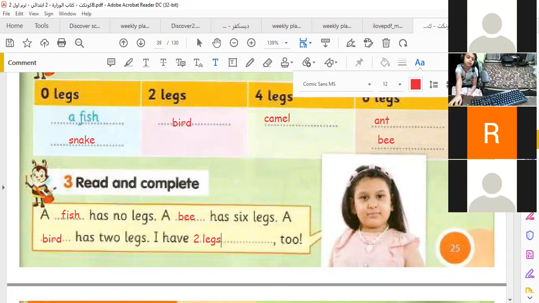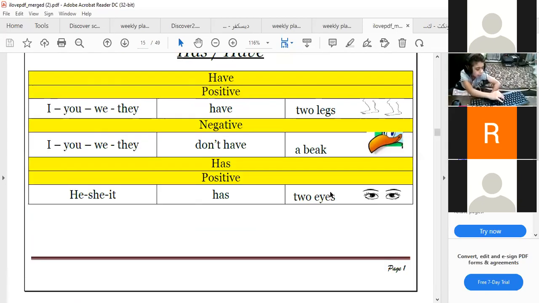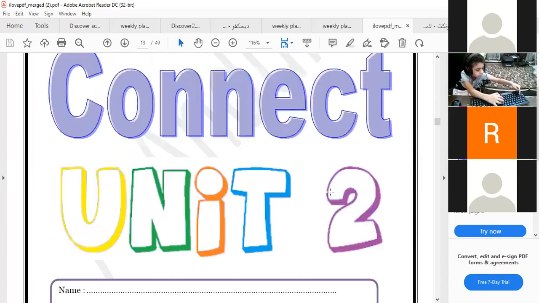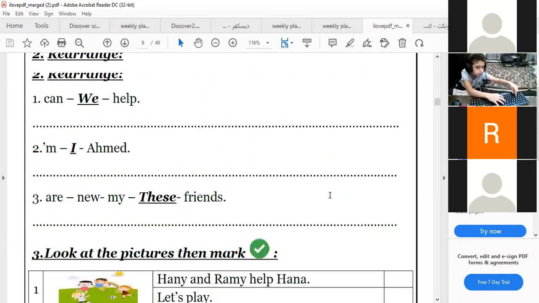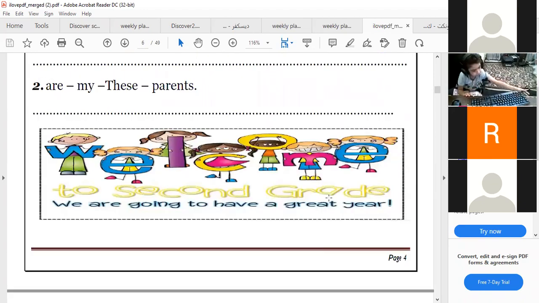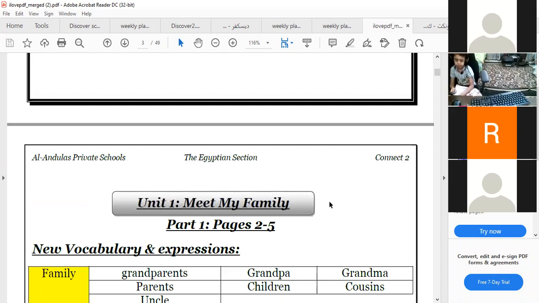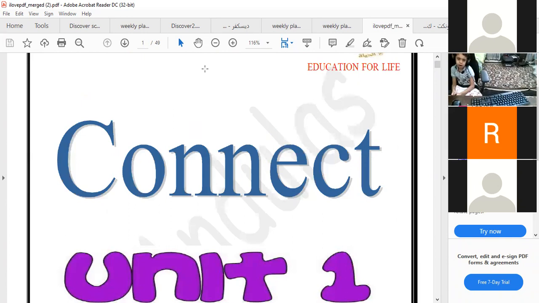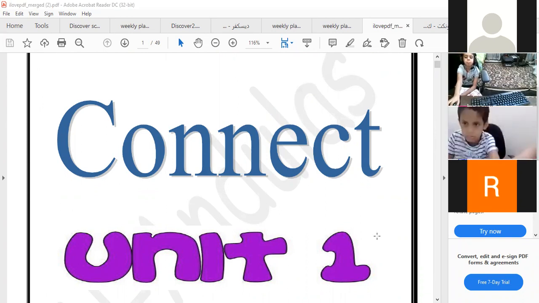Now, students, open Connect booklet. I'm going to share it with you. Now. Can you see the booklet now, students? Yes. Good. Look, students, this booklet. Connect Unit 1. Okay, students. You can speak now. Can you see the booklet now? Yes. Connect Unit 1.